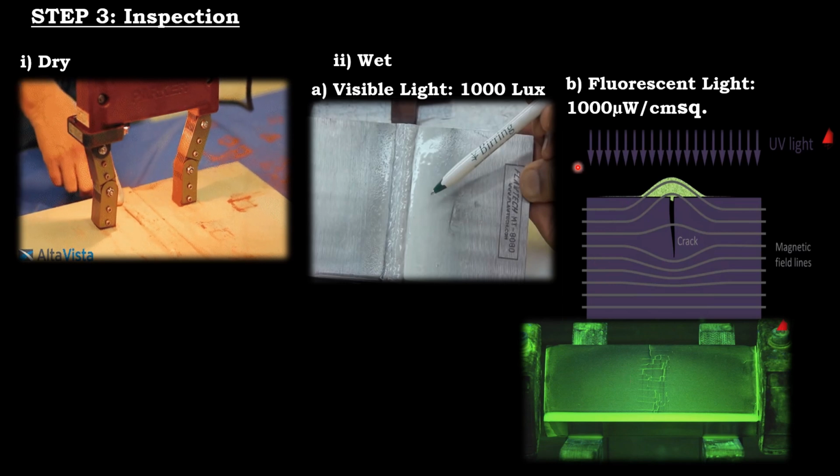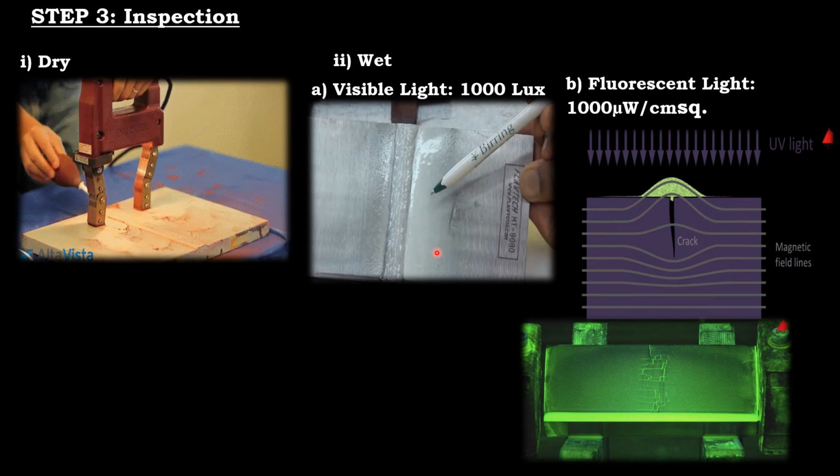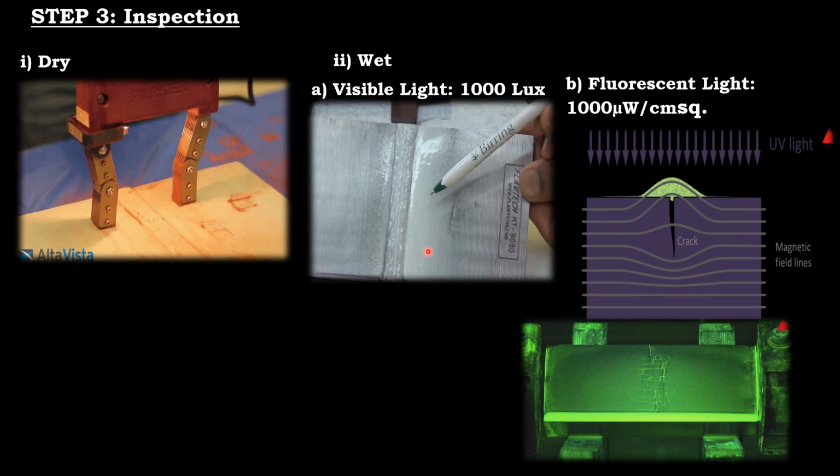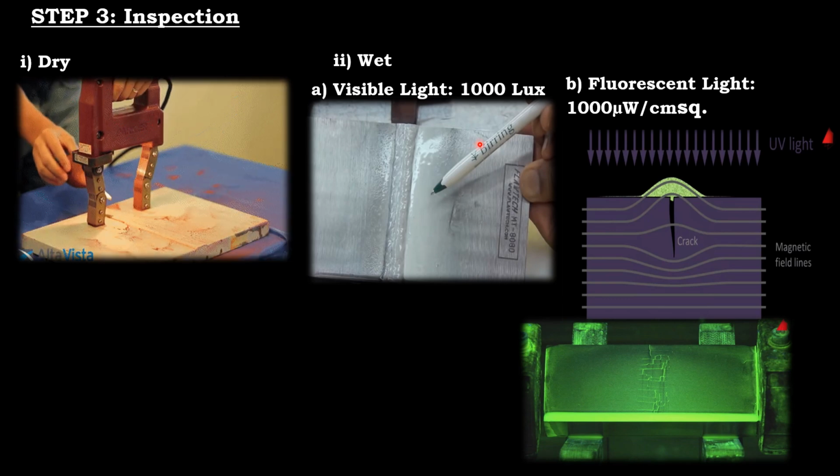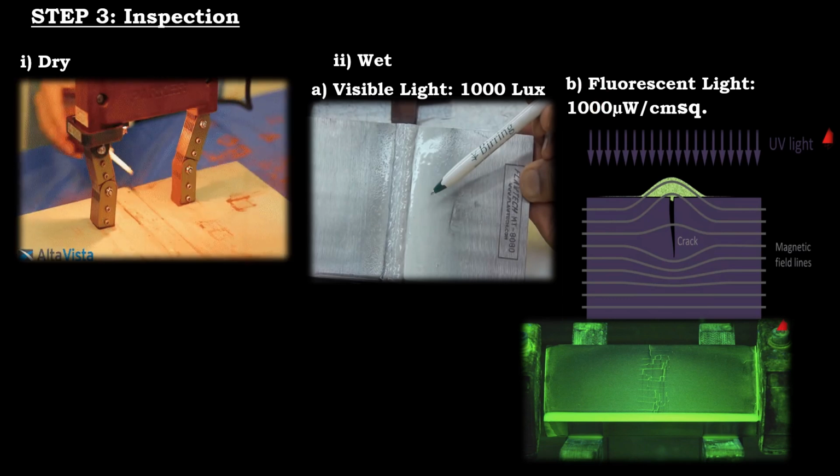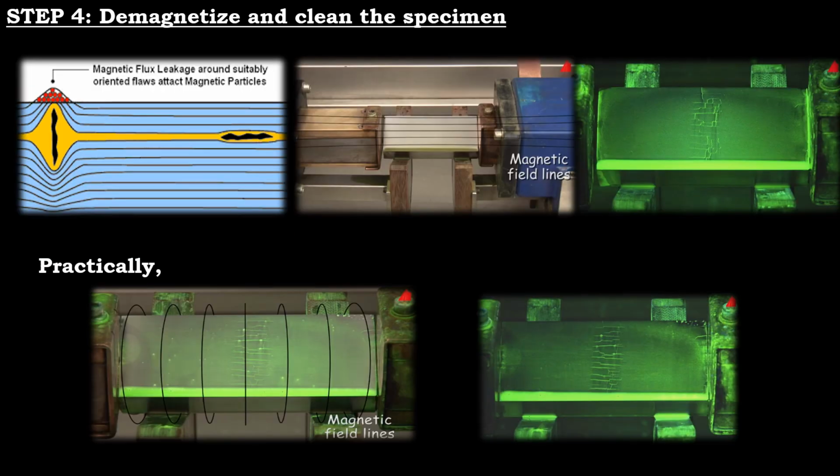So fluorescent light is more sensitive to tight cracks; in order to find tight cracks, fluorescent light is mostly employed. This being the third step. And moving on to the final step, demagnetizing and cleaning the specimen. Within that, there is one more catch in the process.